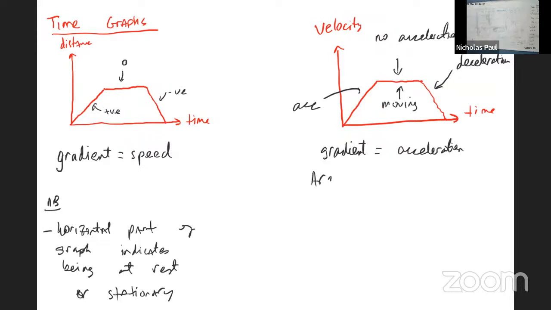And one last thing, what does the area under the graph give you here? Distance traveled. All right, so that's some of the things that we need to remember about velocity time graphs and distance time graphs.